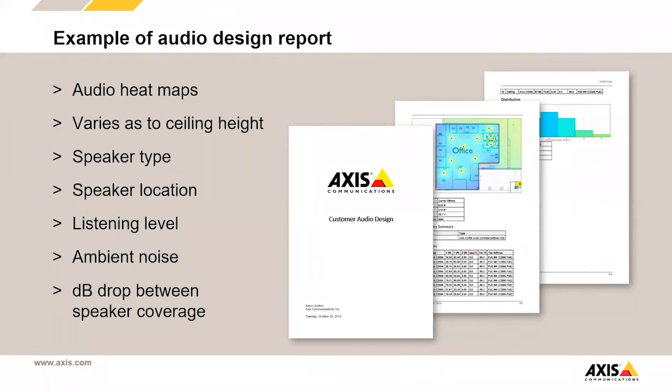On the last page on the right-hand side, you'll see your average dB levels and your drop-off as you get away from the actual source of the speaker. So again, with this design report, you get audio heat maps, which are going to vary by ceiling height, speaker type, speaker location, and listening level. Are you sitting down? Are they standing up? Ambient noise: is it a quiet office, somewhere between 50 and 60 dB, or a loud factory, 90, 95 dB? And again, this will show you the exact report.